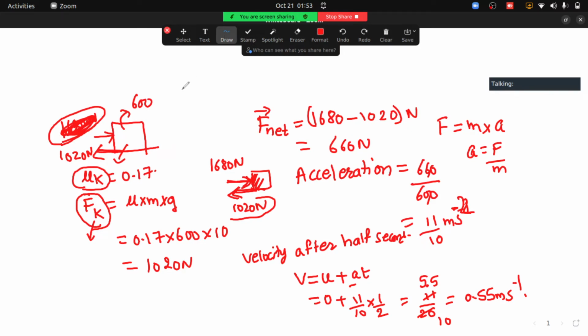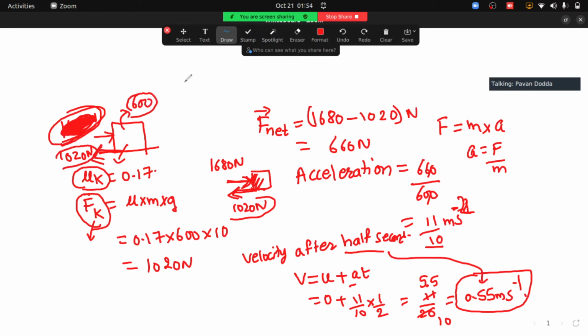0.55 meter per second squared. This is velocity, this is not acceleration. This is the velocity after half a second, that's what we just found. Okay. Yeah, but this is the acceleration when there is also the force of 1680 newton, but this force is not present, because we stopped applying external force. So the only force acting on this block would be the frictional force 1020 newton, and its mass is 600. So its acceleration would be force upon mass, 1020 upon 600.